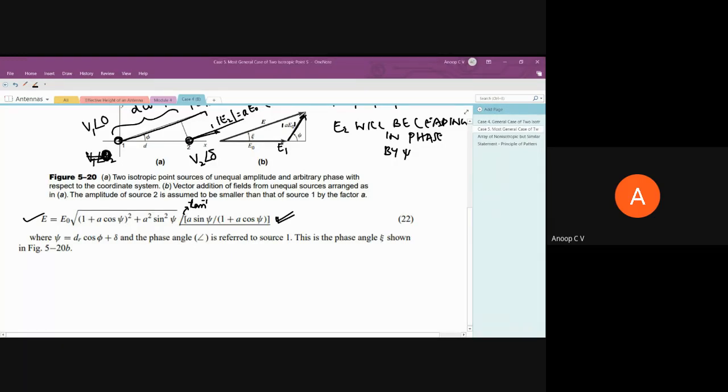Can you just accept and appreciate this will be the resultant field, or should I explain it? That is the question. Samarth, can you please unmute? Maybe he is away, so next I'll ask Pratiksha. Yes, sir. E is equal to E0 into root of 1 plus A cos psi the whole square plus A square sin square psi, angle of something. Right. Any idea how we reach that result?